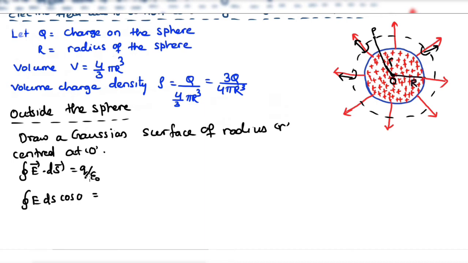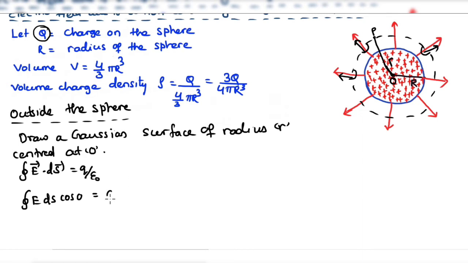So that is equal to Q by epsilon naught. What is Q? Q is the total charge enclosed by the Gaussian surface. From this figure, you can see that the Gaussian sphere completely encloses the solid sphere. It means whatever charge is present on the solid sphere, that amount of charge is also enclosed by the Gaussian sphere. And we have taken capital Q as the charge on the sphere. So we can say that the charge enclosed by the Gaussian sphere is also Q.